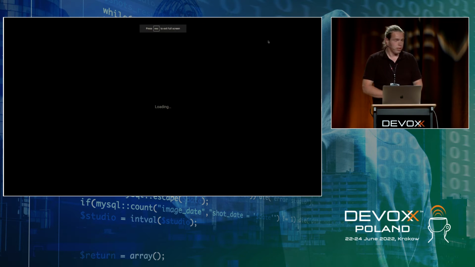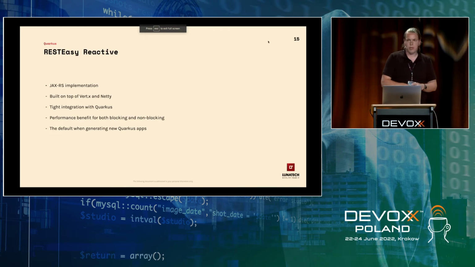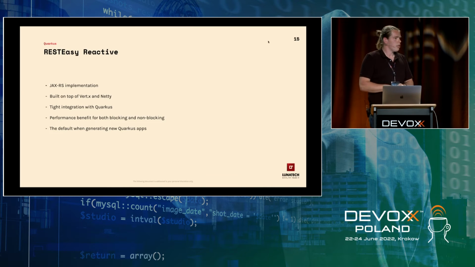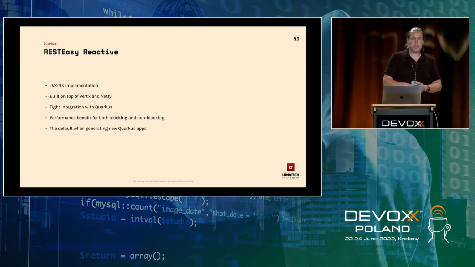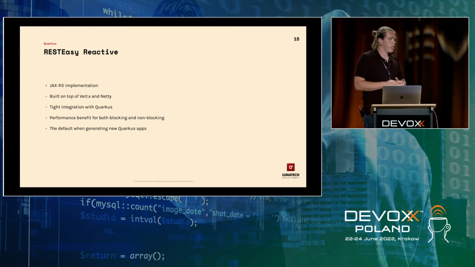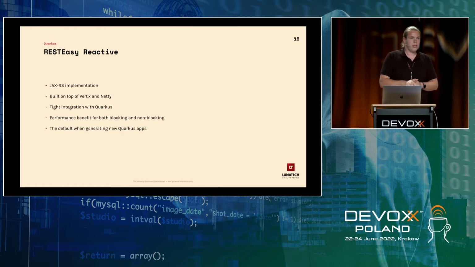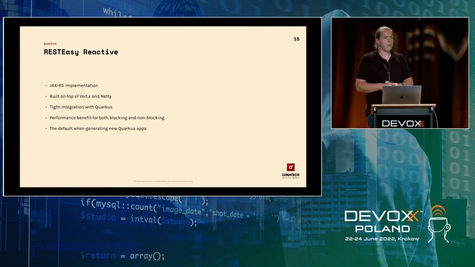But before that, I want to talk a bit more about RESTEasy Reactive, what it does and how it works. So just like RESTEasy, it's another JAX-RS implementation. This one is built on top of Vert.x and Netty, and there's really tight integration with Quarkus. You can't run it standalone, it's really tied together with Quarkus. The cool thing, from what they told me, is that they have performance benefits for both blocking and non-blocking code. So this implementation, because it's tightly coupled with Quarkus, Vert.x, and Netty, they will be able to do some performance improvements.